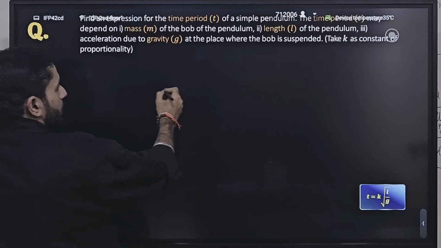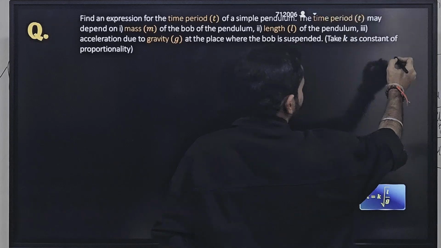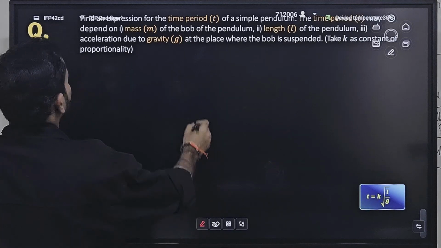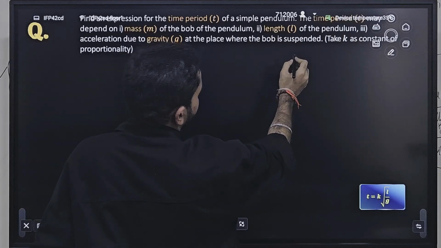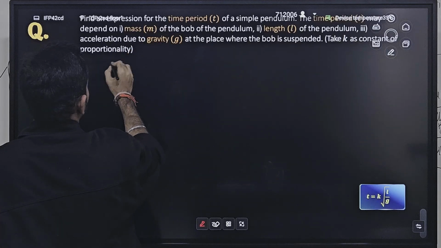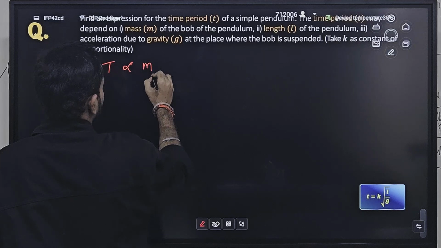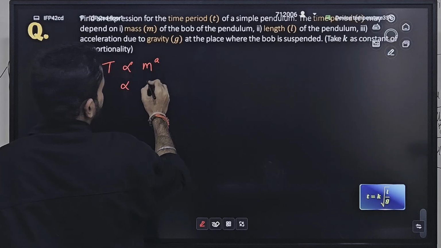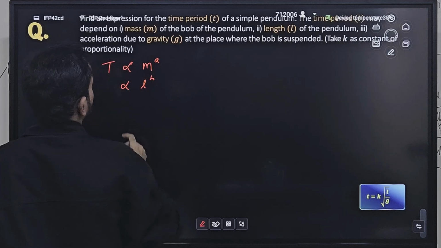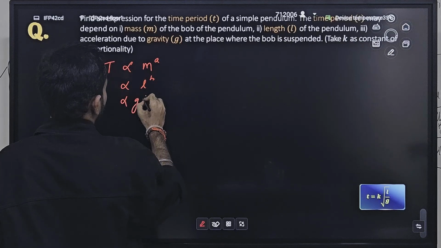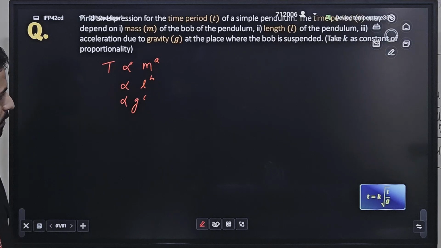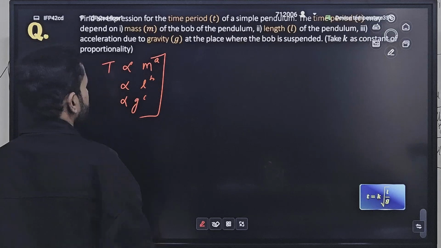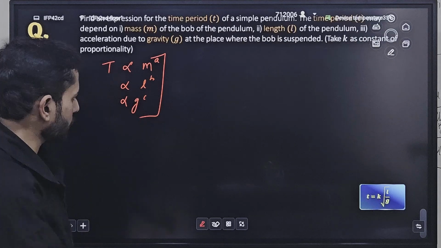There is a question based on the principle of homogeneity, general question, because questions will explain you better about these concepts. Find the expression of time period of simple pendulum. The time period is dependent on mass. It is not given what is the proportionality, mass power a. It is proportional to length, let's suppose power b, and it is proportional to g, let's say power c, because we don't know about a, b, c, just it is given, it is proportional. So what will be the relation for time with respect to this proportionality?